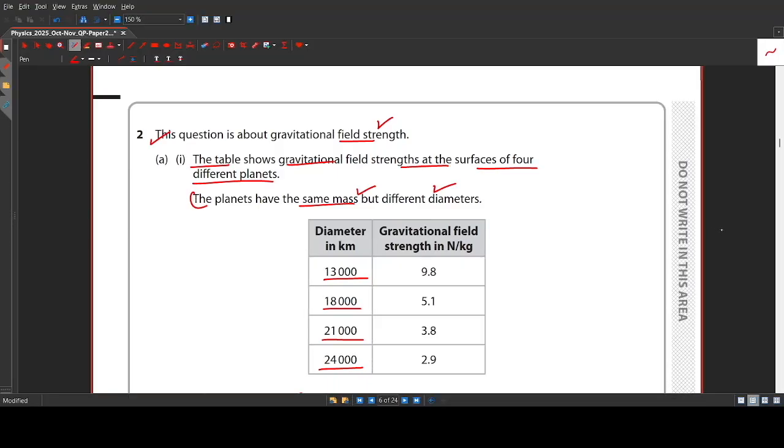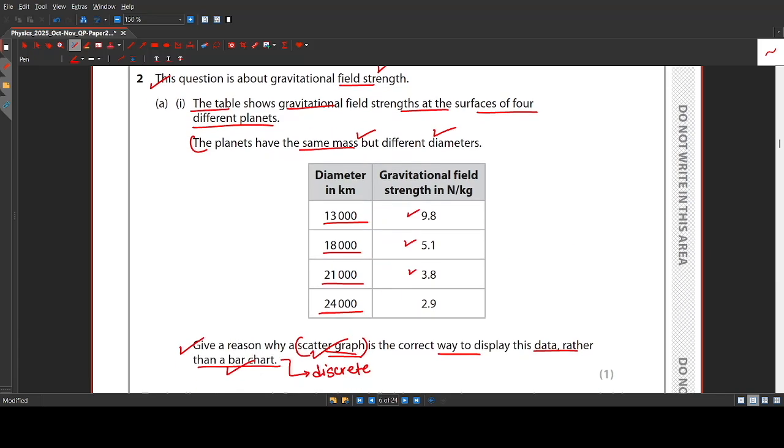All right, let's have a look at the next question. This question is about gravitational field strength. The table shows the gravitational field strength of the surface of 4 different planets. The planets have the same mass but different diameters. Okay, so we have been provided with the diameters of some planets and their corresponding gravitational field strength.